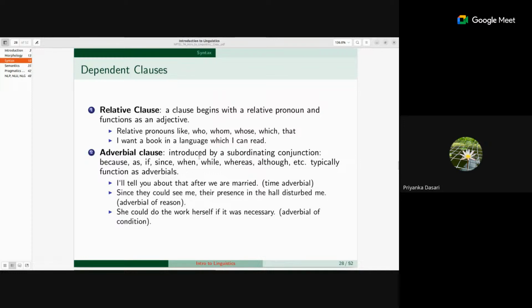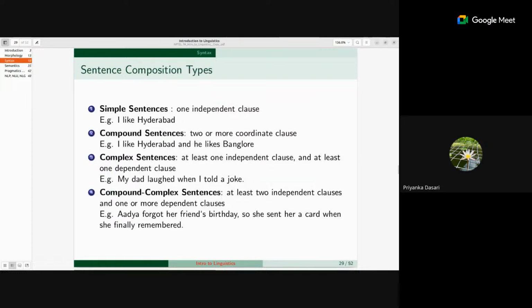In dependent clauses we have relative clauses and adverbial clauses. A relative clause begins with a relative pronoun, and an adverbial clause is introduced by a subordinate conjunction like because, since. All these conjunctions are used for adverbial clause construction. Then for sentence composition types, we have simple sentences, compound sentences, and complex sentences.